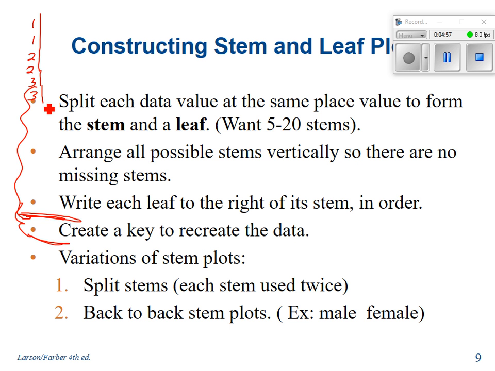A back-to-back stem and leaf plot is often used to compare two things, male and female. You put males on one side, females on the other, and the stems go in the middle. It could be comparing two schools, National Trail compared to South or whatever, with one school on one side and one school on the other.